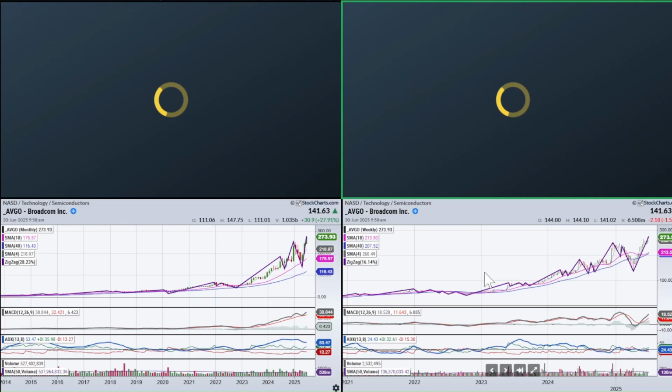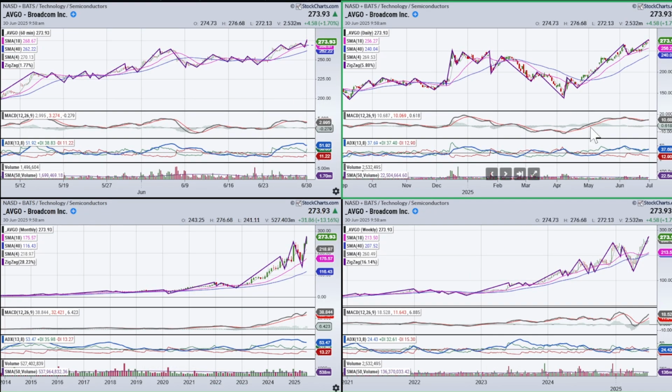Let's look at AVGO. This is an interesting setup because if you look at it on the longer term monthly chart, you can see we've got an uptrend in place. All right. We had a deep pullback here, but it still made a higher low. It's still making a higher low. It's still got rising moving averages. The momentum signs are very good. So this is qualifying as an uptrend on this time frame.